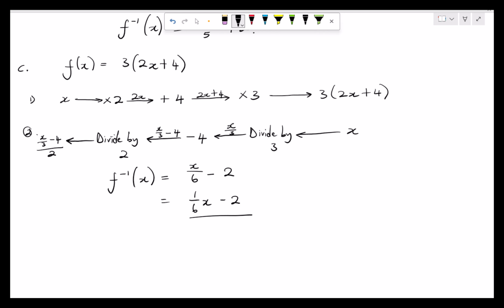So that is how we get the inverse of a function using the mapping diagram. So you first map the diagram of the original function, and then you do the opposite for you to get the inverse of that function, following the steps that you would have done for f of x.